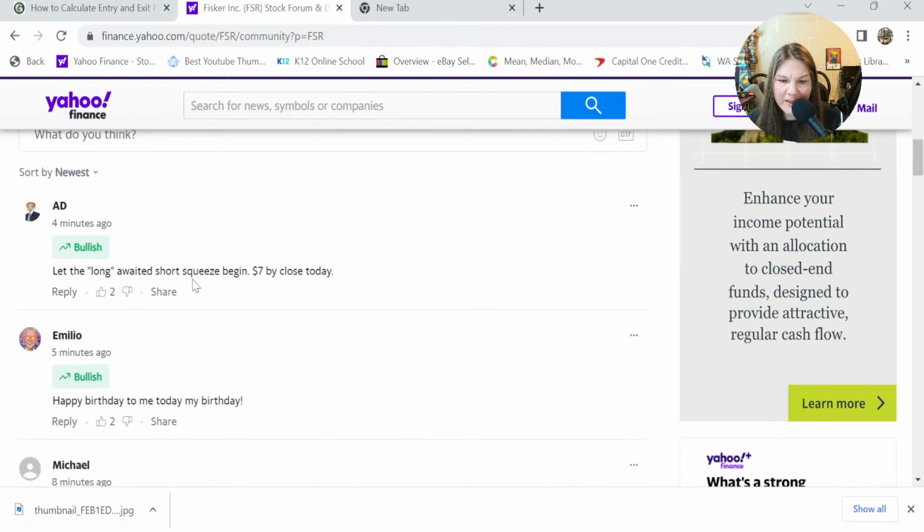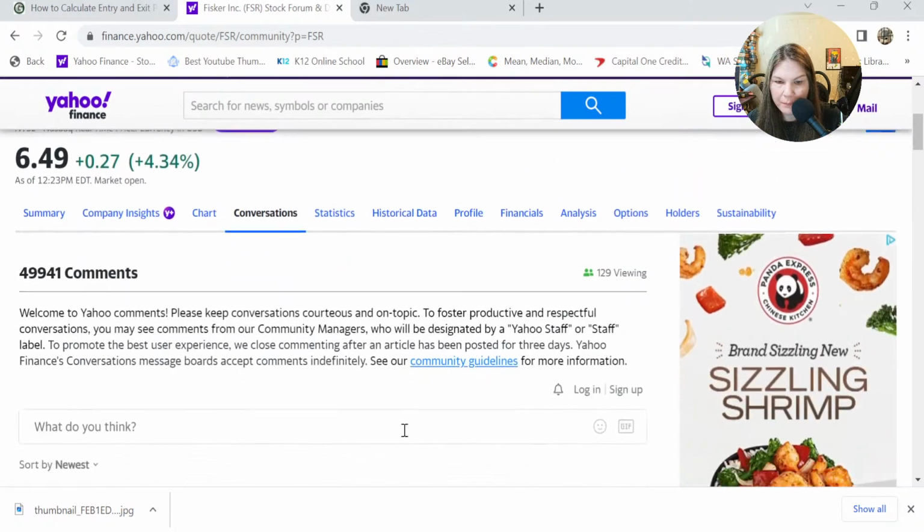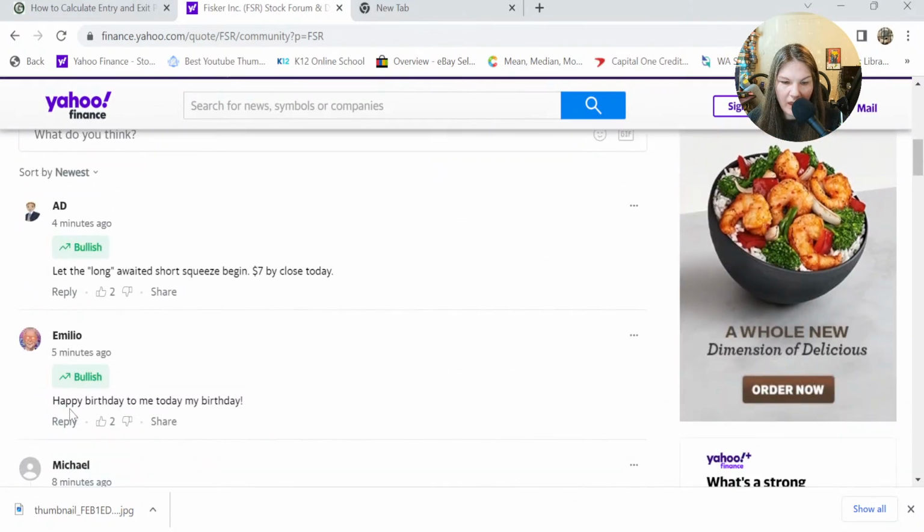"Let the long-awaited short squeeze again. $7 by close today." This guy said it's going to be $7 by close today. You guys think he's going to be right?